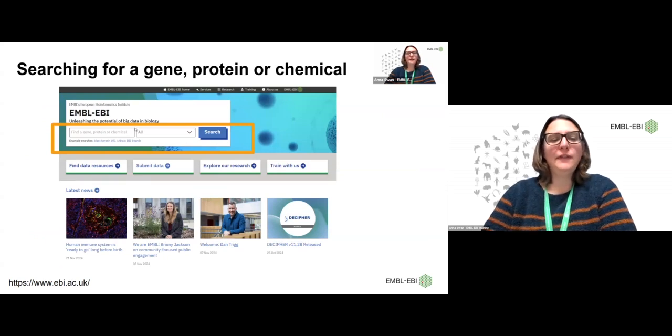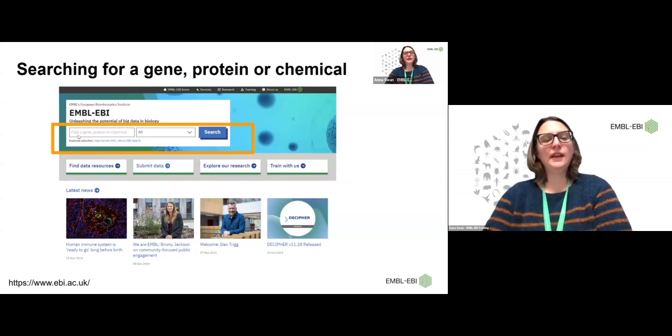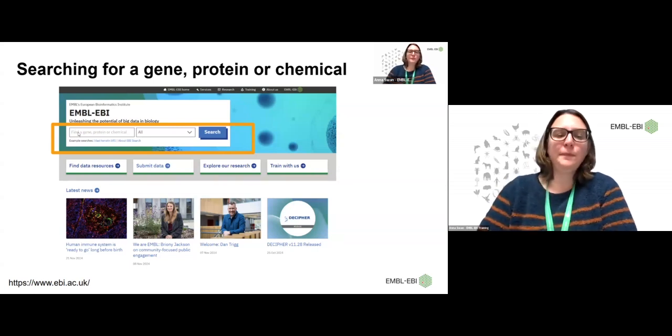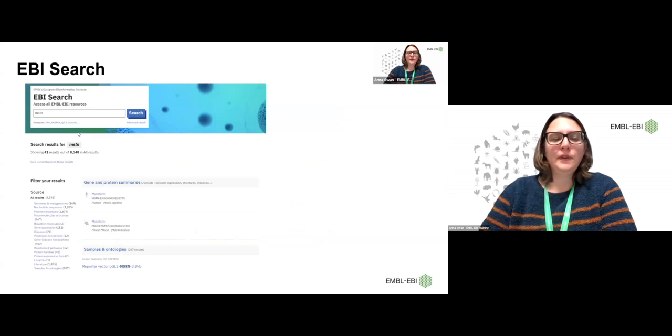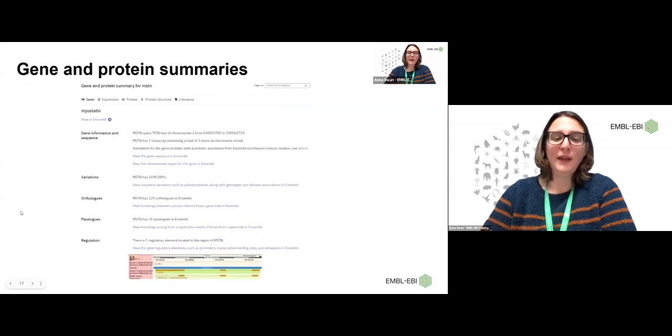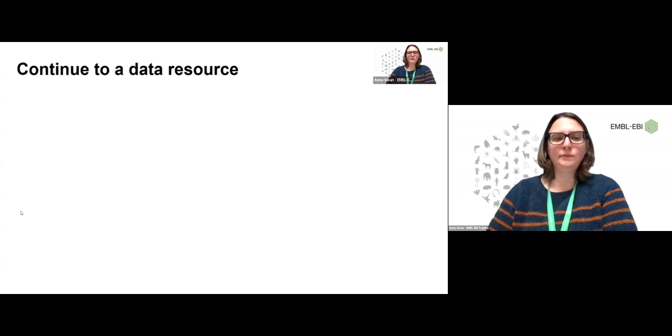We also importantly have this big search box right at the top, and you'll see it says find a gene, protein, or chemical. And you can paste, for example, a gene name, a gene symbol straight into there, and you'll find loads of information. So in this example, I've searched for a gene, and you can see there's a huge amount of information available, and I'm going to show what this looks like on the website now.